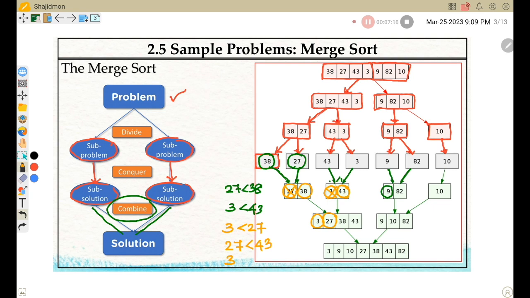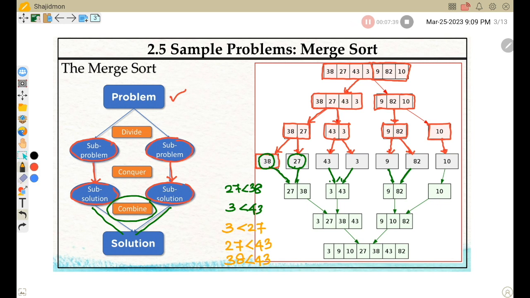So we can write 38 is less than 43. So 38 is the smallest next element, and we will write it here. Then lastly 43. So we will get a sorted list from these two combined lists, correct? So this is 3, 27, 38 and 43. The same process will repeat in another pair here: 9, 82 and 10.